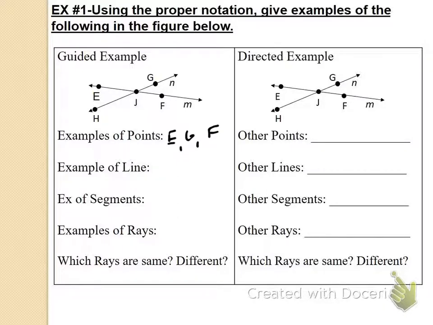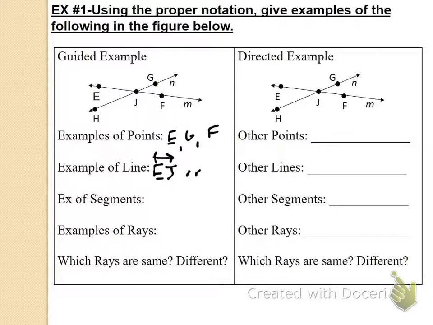Examples of lines. Well, there are a couple of different ways, where there are two lines in the picture, right? But a lot of different options for naming those lines. So the first line we could call line EJ with the line symbol.